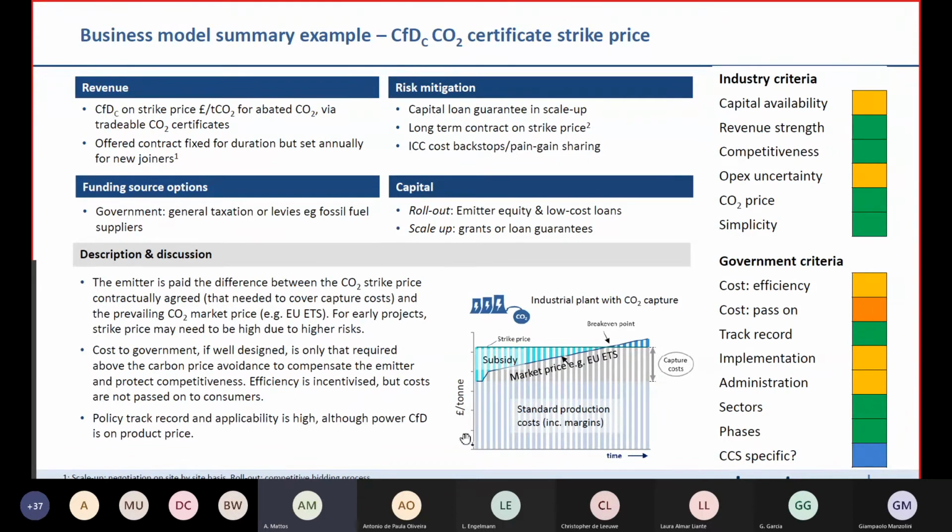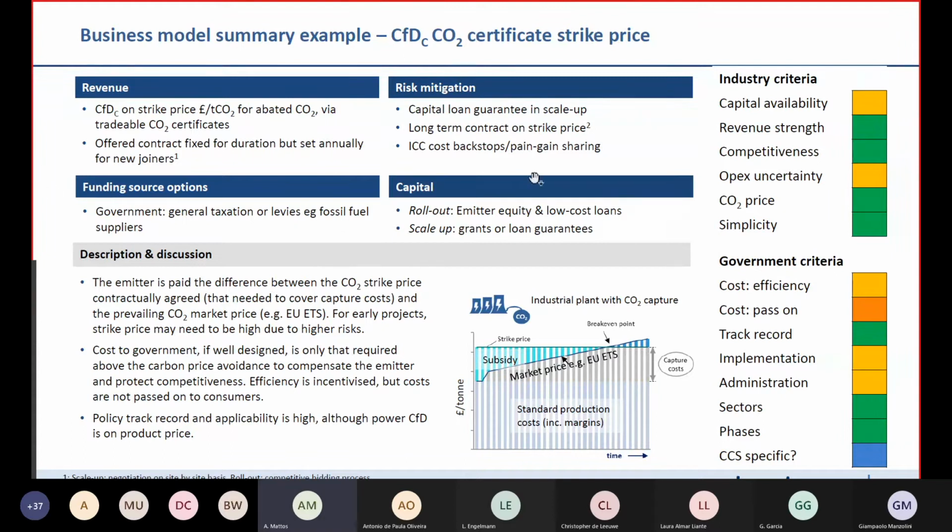So the chart down here shows a basic illustration of how that works. You've got your production costs, then your additional capture costs, the revenue that the site receives by being able to sell its EU ETS allowances, and then the subsidy that's needed to make up the difference. The assumption is that the value of the products you're selling increases over time as the rest of the market also decarbonizes and bears additional costs of decarbonization.